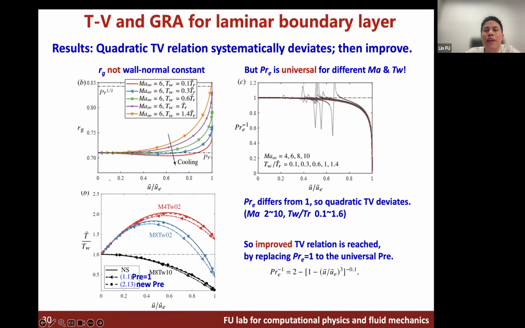Later on, we examine the TV relationship for the laminar boundary layer. And Rg is not constant. Again, this assumption is not valid. But Pr_e, although it's not 1, you have a perfect collapse to a single line, which means that if Pr_e is not 1, then we cannot have an exact analytical solution to the TV relationship ODE. However, we can have a numerical solution. We can parameterize this trend of Pr_e, and then we can improve the numerical solution as a model. Eventually we can decrease the prediction error significantly.